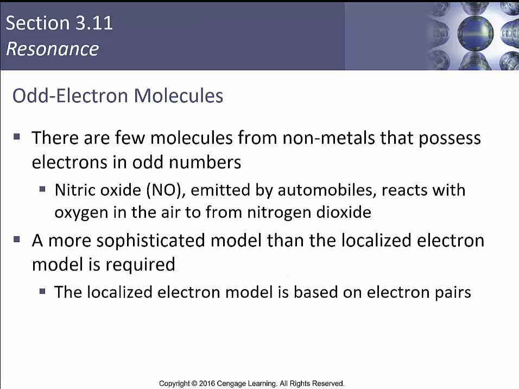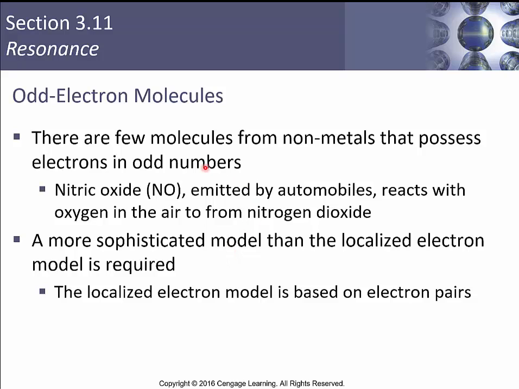Another example of where you would oftentimes get into resonance or another violation of this octet rule is if you've got an odd number of electron molecules. So something like nitrous oxide reacts with oxygen to form nitrogen dioxide. It's got an odd number of electrons from that nitrogen. You're going to need a more sophisticated model to help describe some of those.